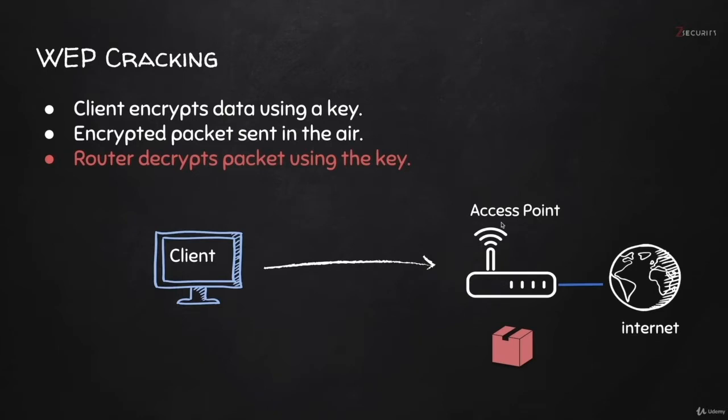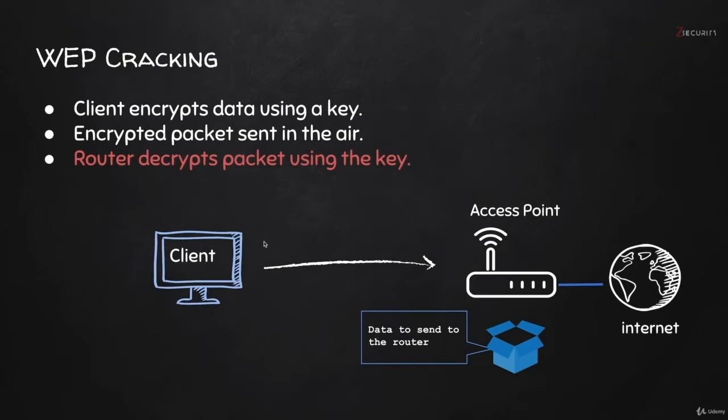Therefore, it'll actually be able to read the contents, which is data to send to the router. The same happens if the router wants to send something back to the client. It'll first encrypt it using a key, send it to the client. The client will be able to decrypt it because it has the key.